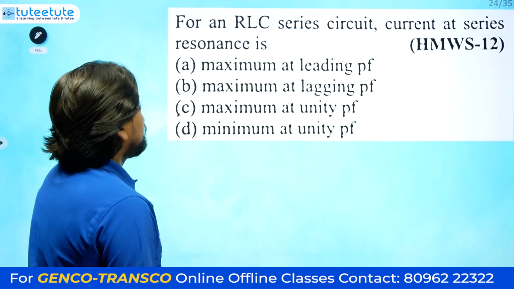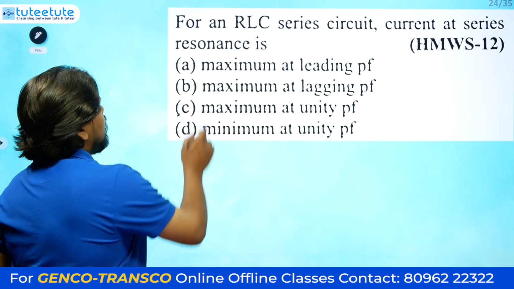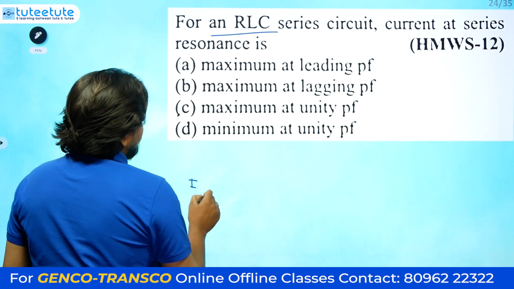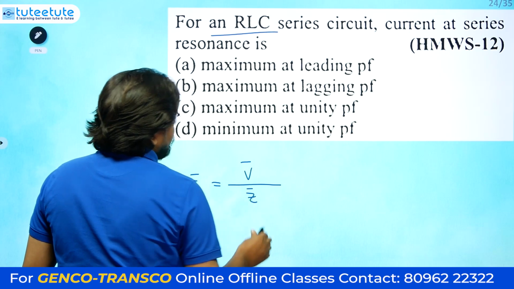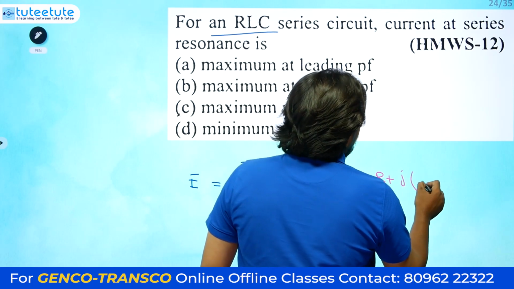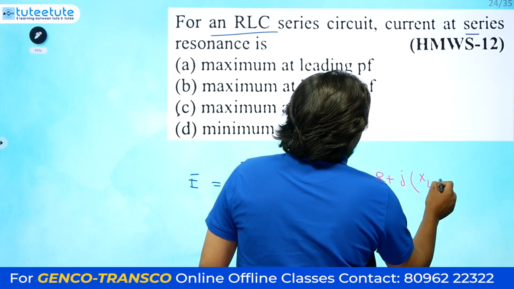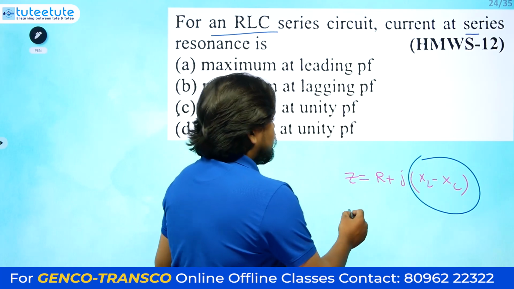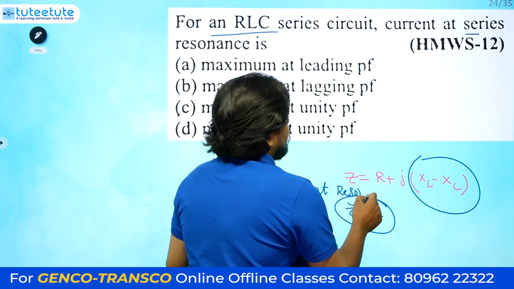Okay, next question: for an RLC series circuit, the current at series resonance is... We have already discussed this. Generally the current value is given as V by Z. So what is the Z value at resonance? For a series resonant circuit, Z will be R plus j into (XL minus XC). Under resonance condition XL equals XC, so Z equals R at resonance.